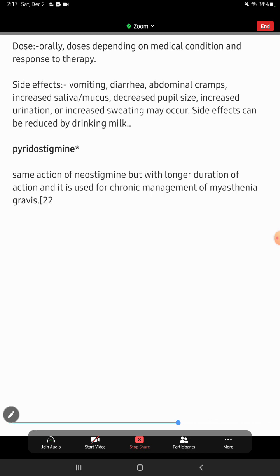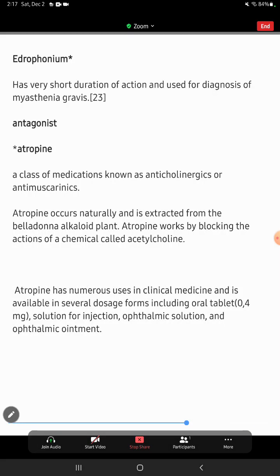So the same action as neostigmine but with longer duration of action, and it is used for chronic management of myasthenia gravis. So here is the third, edrophonium, which has a very short duration of action and is used for diagnosis of myasthenia gravis.